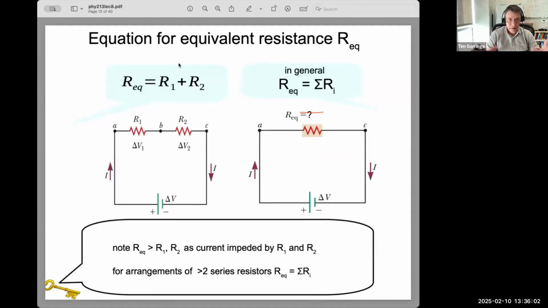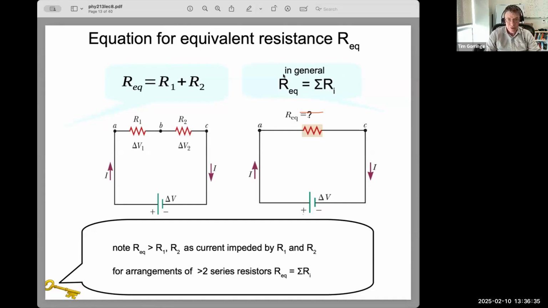Based on that understanding, and I won't show you how to derive it, but based on that understanding about the currents through the two resistors being equal, and the voltage across the two resistors being shared by the two resistors, some on one, some on the other, you can derive the equivalent resistance in terms of the individual resistances: the equivalent resistance is just the sum of the individual resistors. So if we've got two resistors, the equivalent resistance is R1 plus R2. It's as simple as that.